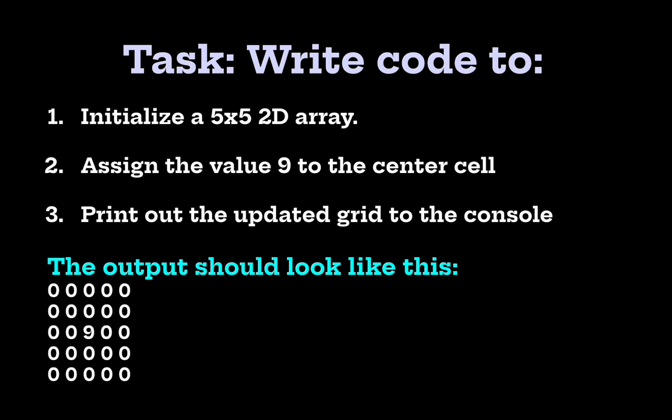But let me add a little bit of an extra here. Before you print out the updated grid to the console, print out the initial grid before you assign. So now I'm saying initialize a 5x5 2D array, print that 5x5 2D array, and now assign the value 9 to the center cell, and then print out the updated grid to the console. I hope that task is clear.